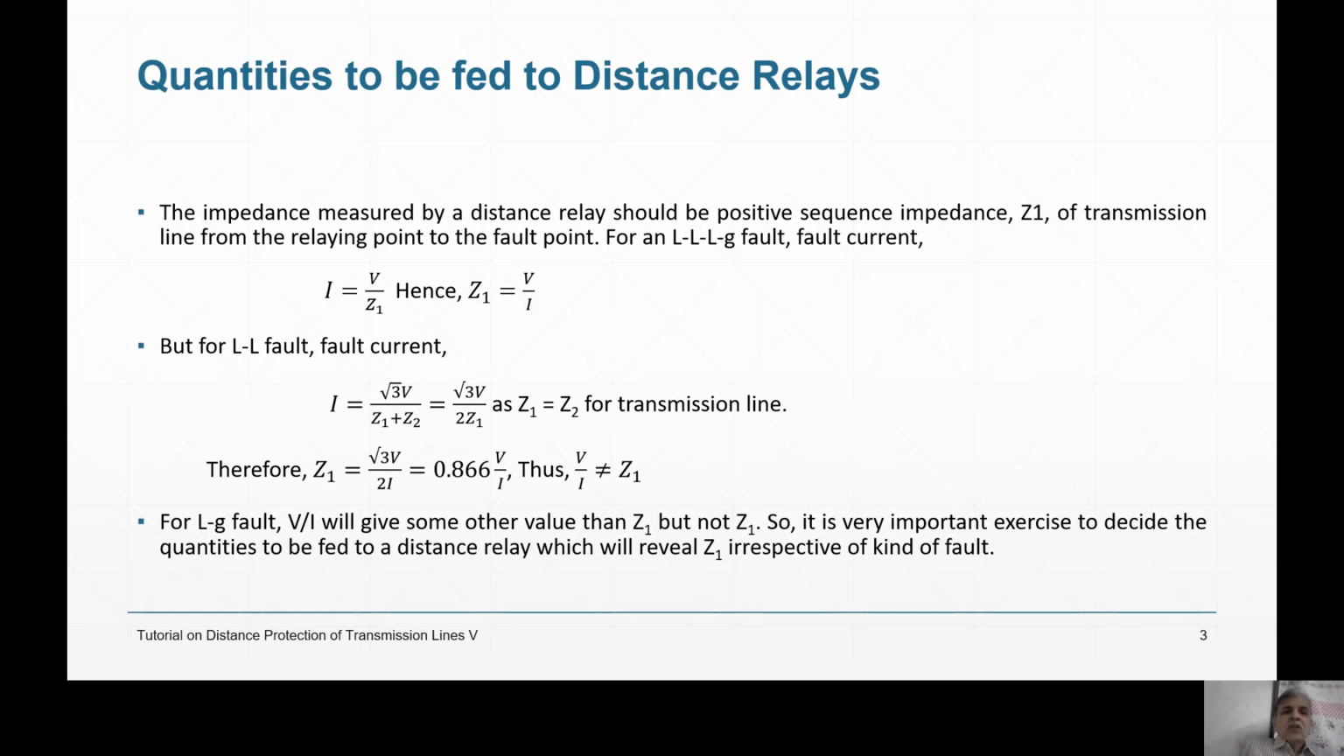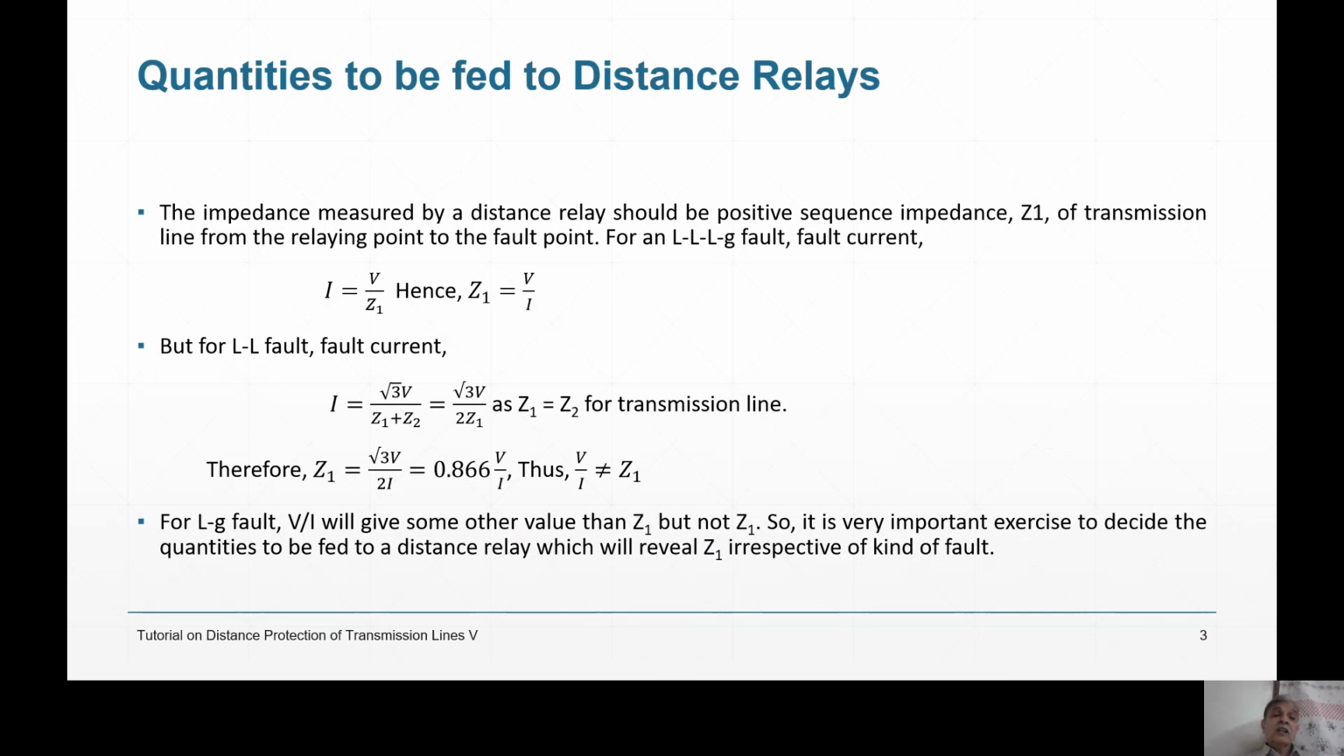If we see, for a three-phase fault, I is equal to V by Z1, where Z1 is the positive sequence impedance. So Z1 is equal to V by I. That is true. If you feed any line voltage and line current, or phase voltage and phase current, you can feed line voltage Yb, anything, and you will get Z1. That is true. But that is not true for LL fault. For LL fault, the problem occurs.